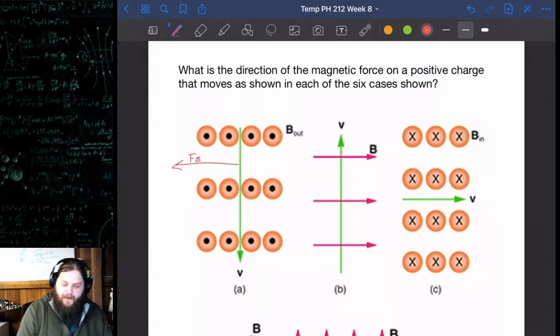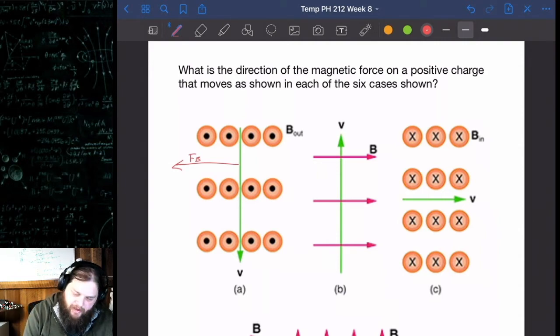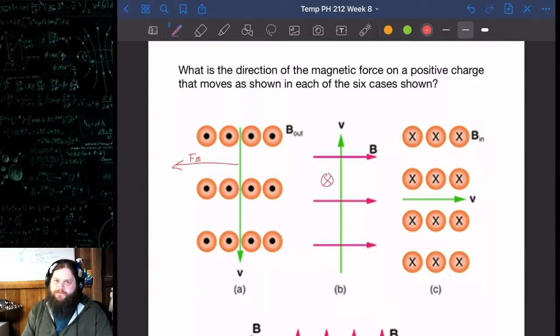On part B, again, we have the velocity in this case going upwards, but we're curling this way to the right hand side. So my force vector is going to go into the page. So we can say that's going to go into the page that direction.